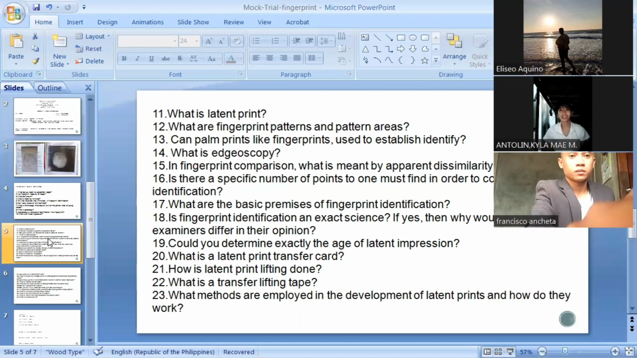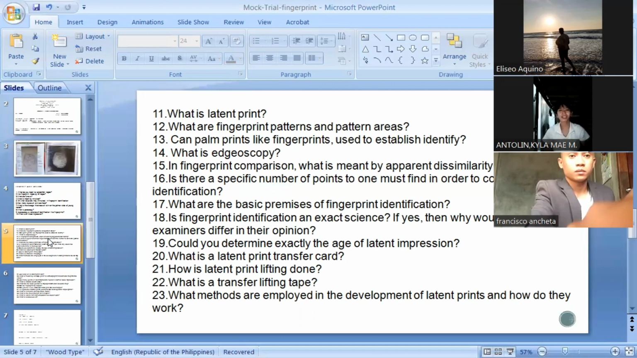17. The foundation for fingerprint analysis and identification is set by the fundamental principles of fingerprint identification, often known as the basic premises. These assumptions serve as the foundation for the validity and individuality of fingerprints as a biometric identification method. Number 18. Though it is not a precise science, fingerprint identification is regarded as a very trustworthy and accurate science.